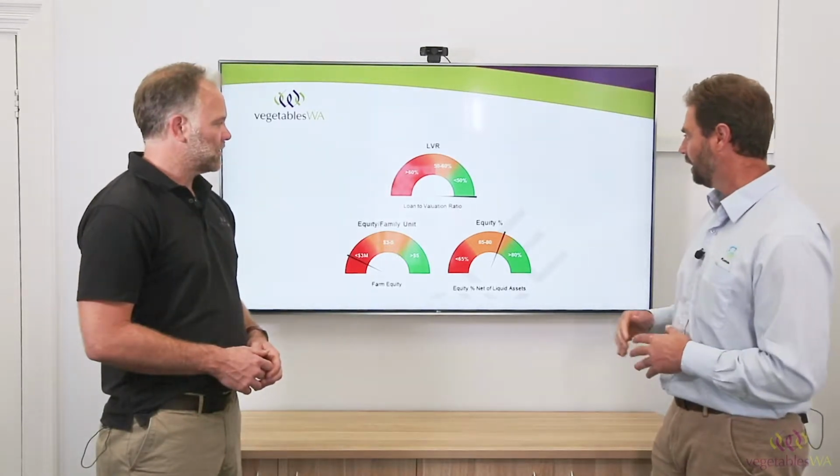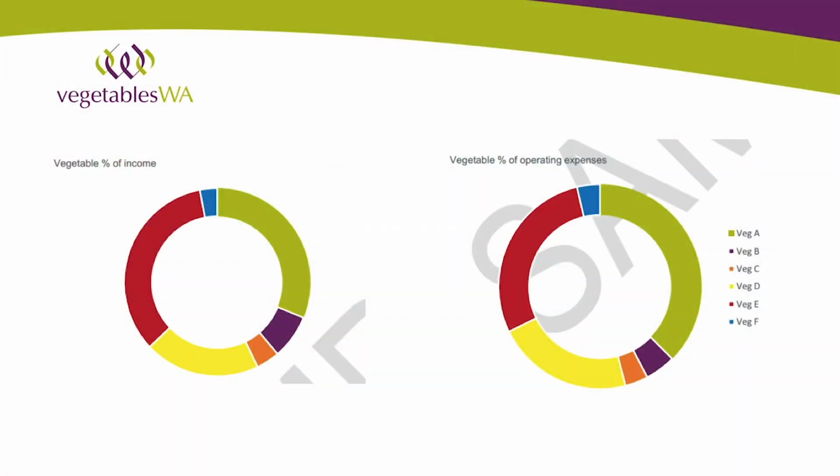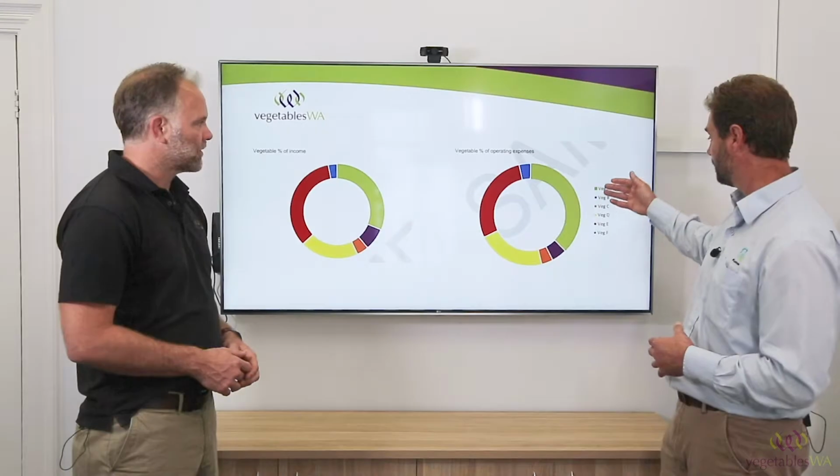From that gives you the high level, and from there we then like to look at how things are broken down into vegetable lines. So this easily gives you a pictorial of vegetable income, but then also vegetable percentage of operating expenses. So these are on a percentage basis, and very quickly the grower can see, well, what does my income look like for each vegetable line, and what are my expenses? And where do all the expenses go?